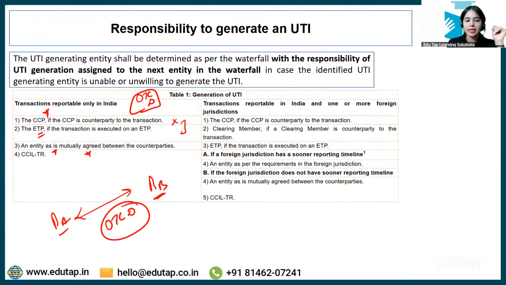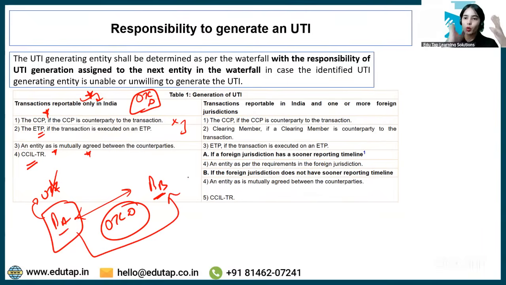So let's say they both have decided that bank A will generate the UTI. So bank A will generate the UTI. If bank A is unable to generate the UTI, then the CCIL trade repository will have to generate the UTI basically. This is for the transactions that are reportable only in India. Only in India. The transaction is between two entities that both belong to India.